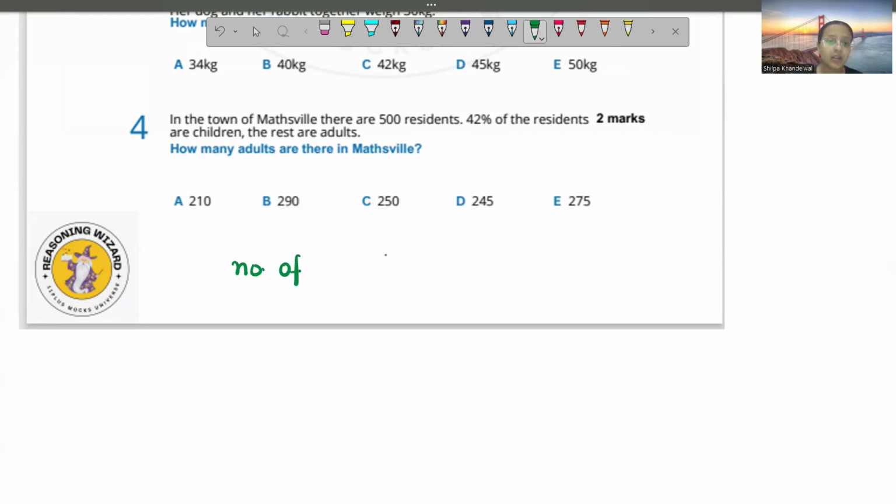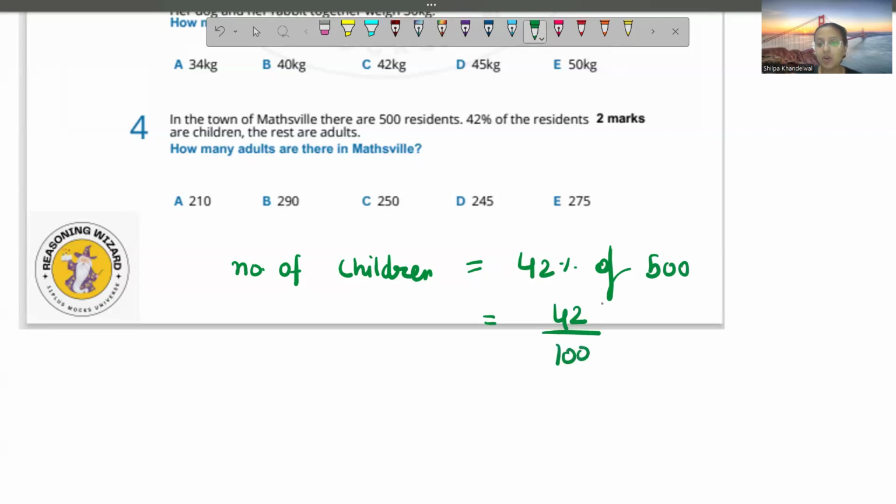So, I'm going to write here that the number of children will be equal to 42% of the total. And what is the total here? 500. So we are going to calculate that. So 42 by 100 of means times 500. And then you have nothing to do but cancel 0 with 0. So here I'm going to cancel 0 with 0, here and here. And now all you have to do is 42 times 5, which is nothing but 210. So the number of children we have is 210.